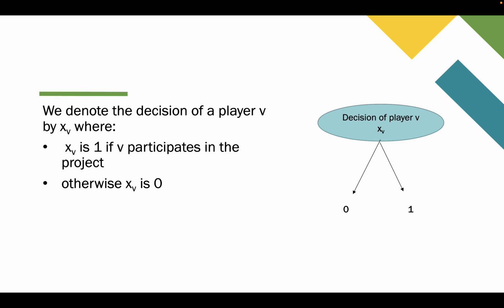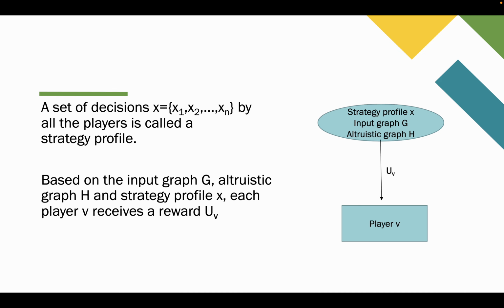So as I was saying, a player V, which is a node V in the graph, can make a decision. We represent its decision by xv. So it can be 0 or 1. 0 means not participating, and 1 means participating in the project. If there are n players in the graph, and you consider this set of decisions x1, x2 up to xn, then this is called a strategy profile. And based on the input graph G, the altruistic graph H, and the strategy profile X, each player receives a reward UV.